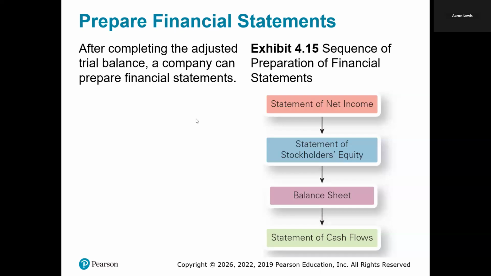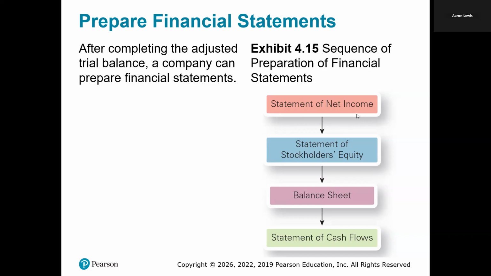Now that we've adjusted our books to be compliant with the GAAP revenue and expense recognition principles, and we've checked that we still have debit or credit equality on our adjusted trial balance, we are ready to make our financial statements. And we're always going to prepare our financial statements in a predetermined order because each statement that you make typically has a number that you have to carry over to the next statement in the process.